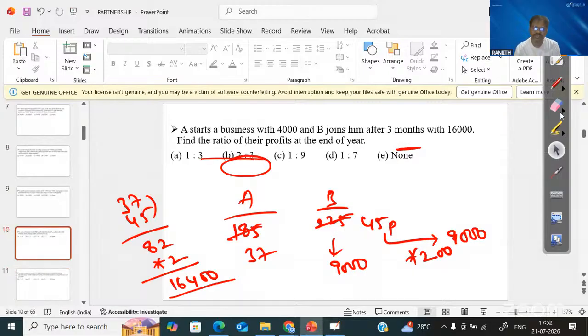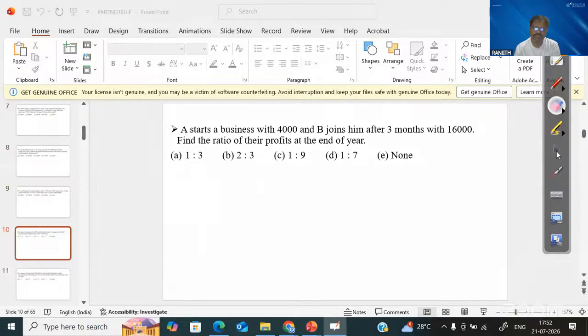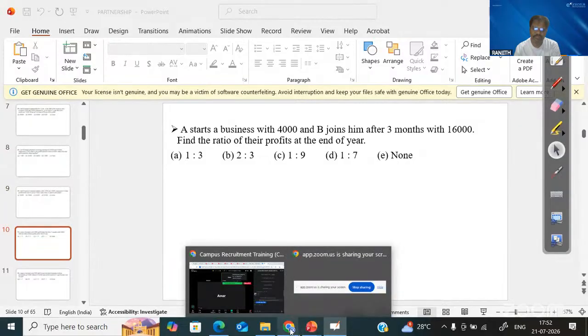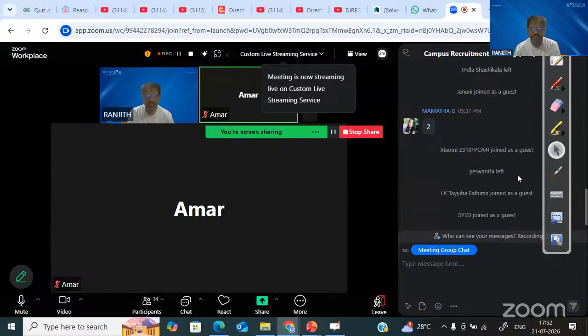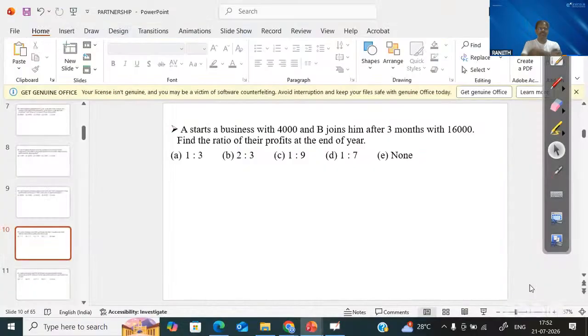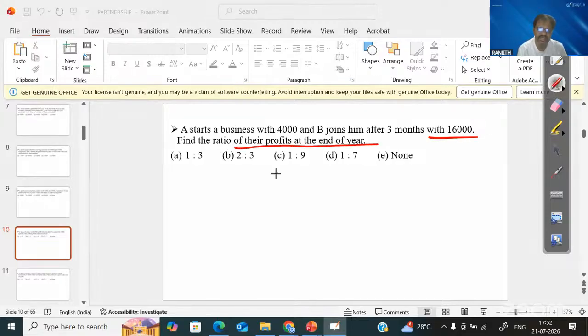So what is the answer here? A started business with 4,000 and B joined him after 3 months with 16,000. Find the ratio of their profits at the end of the year.